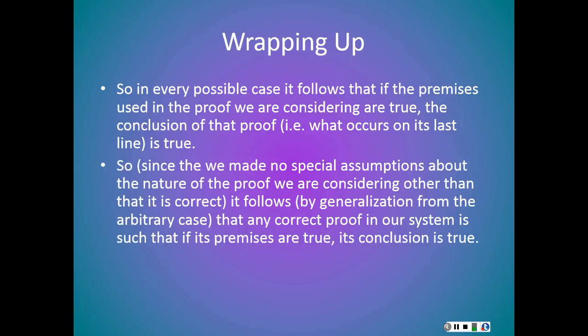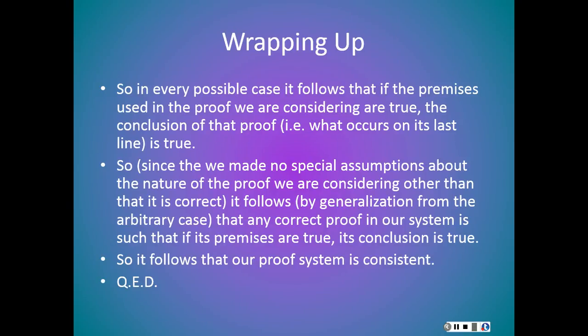So since we made no special assumptions about the nature of the proof we are considering, since this proof was an arbitrary case, it follows by generalization from the arbitrary case that any correct proof in our system is such that if its premises are true, its conclusion is true. So it follows that our proof system is consistent. QED, we've now finished our proof of the fact that our proof system is consistent.